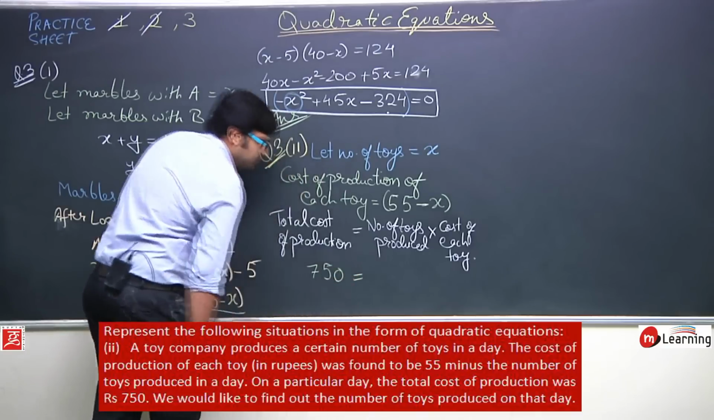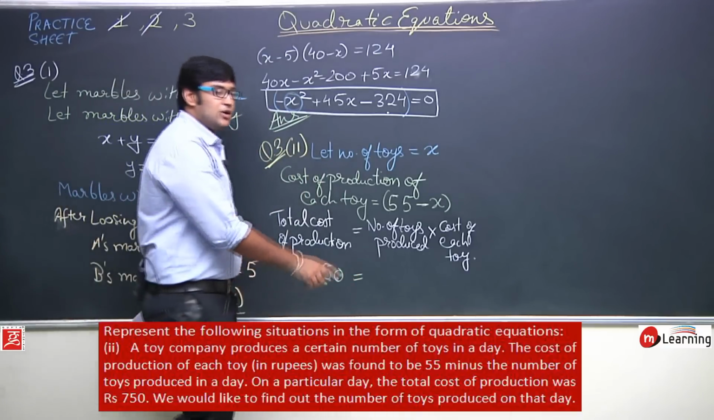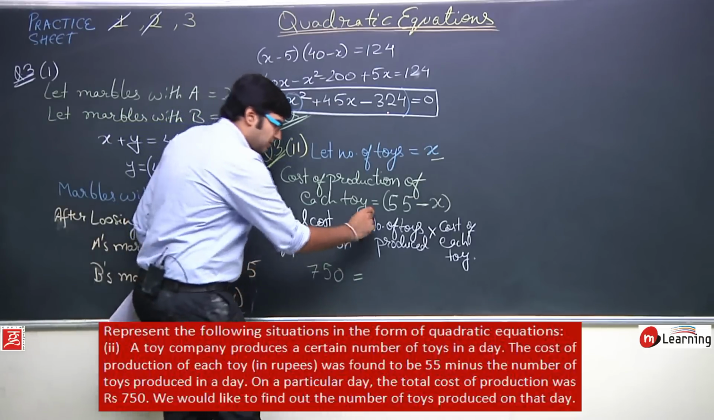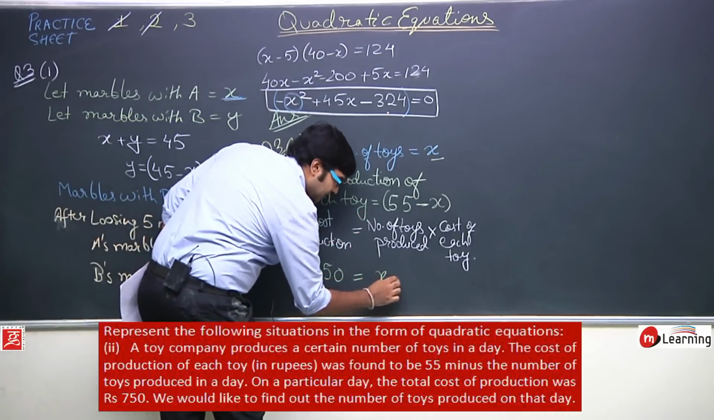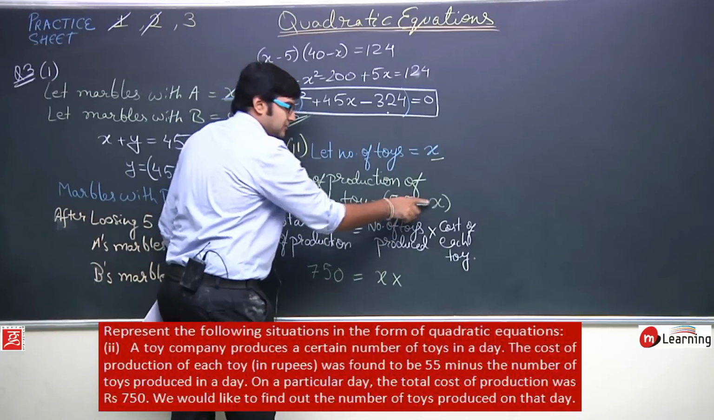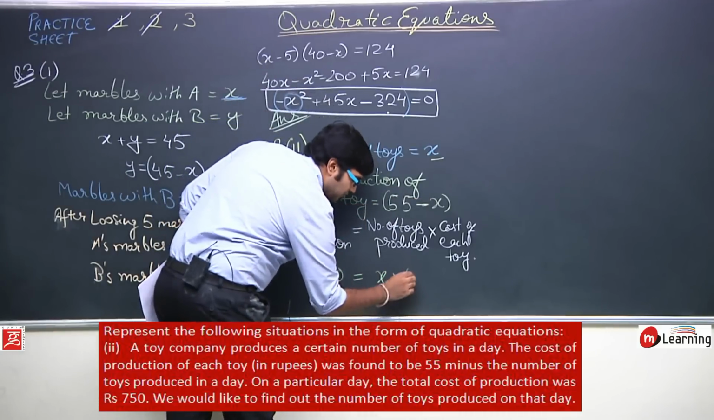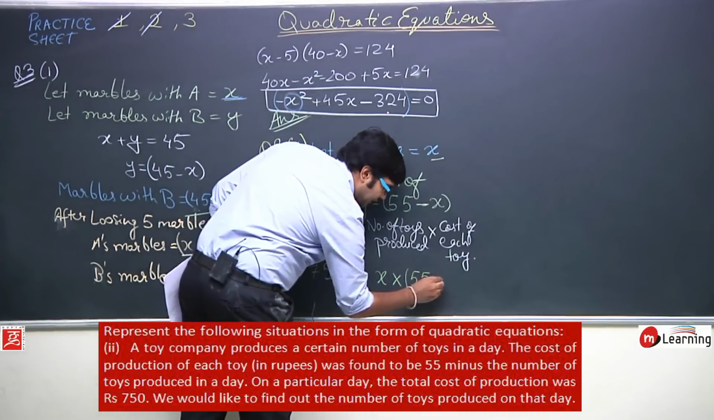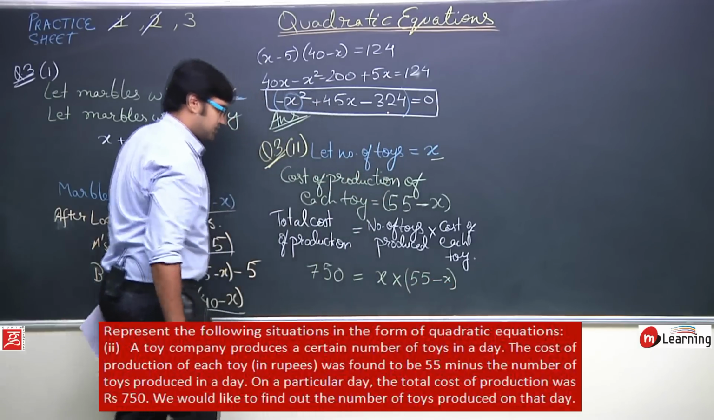This is equal to the number of toys produced. How many toys are produced? X number of toys are produced. So in place of number of toys, I can write X, into what is the cost of each toy? The cost of each toy is 55 minus X. So in place of cost of each toy, I can write 55 minus X.